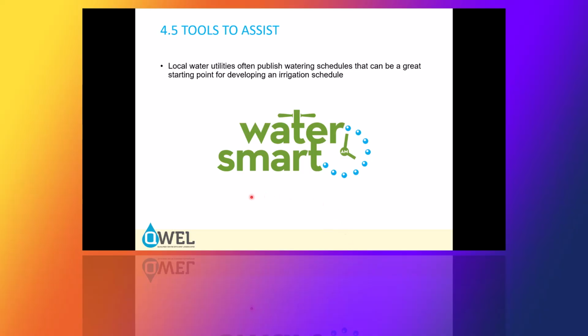Local water utilities often publish watering schedules that can be a great starting point for developing an irrigation schedule. We don't have so much here, but I would not be surprised if in the future we actually start going to watering schedules that we'll have to follow. Kind of depends upon the source of the water and what that water provider wants to do.